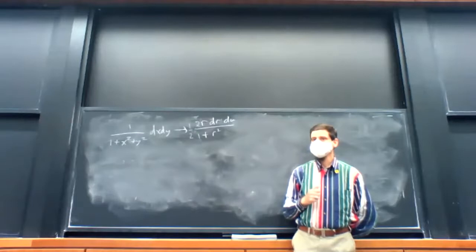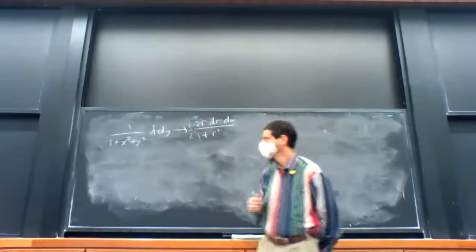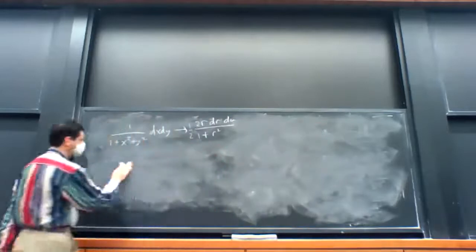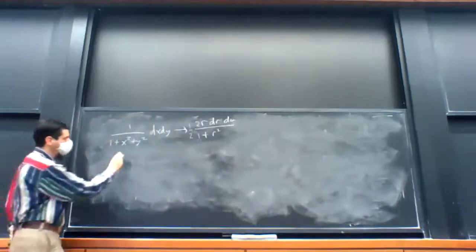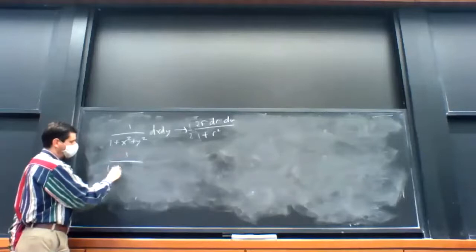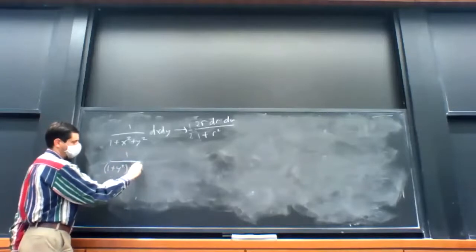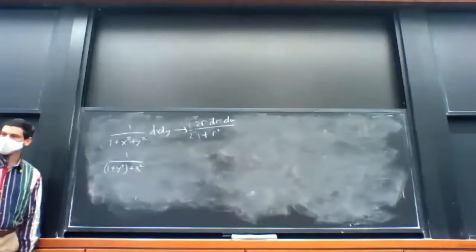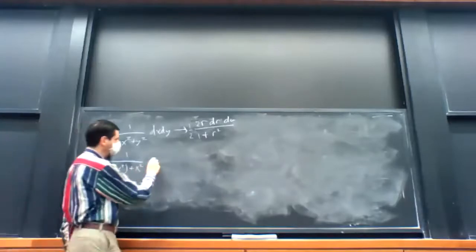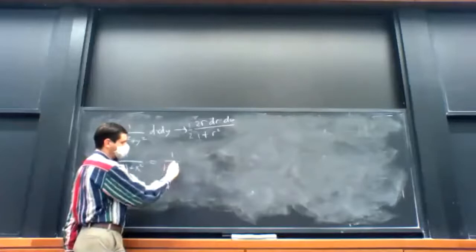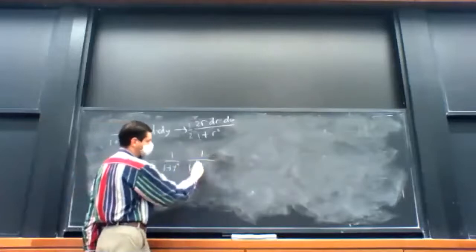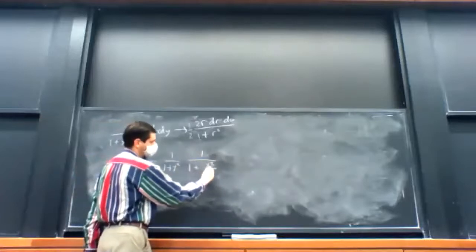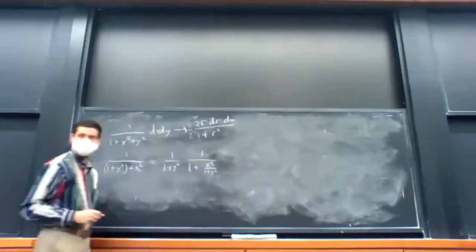Okay? You could try to do this directly. Just to show you the algebra games you can play, I could write this as 1 over 1 plus y squared plus x squared. Let's do the integration with respect to x first. I could pull out a 1 over 1 plus y squared. I have 1 over 1 plus x squared over 1 plus y squared.